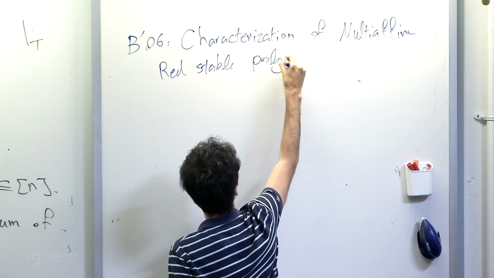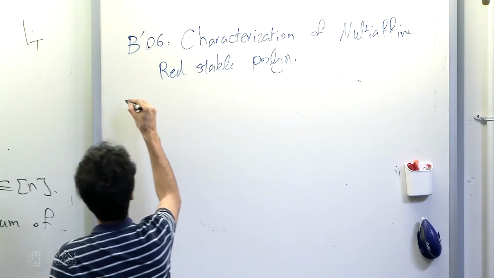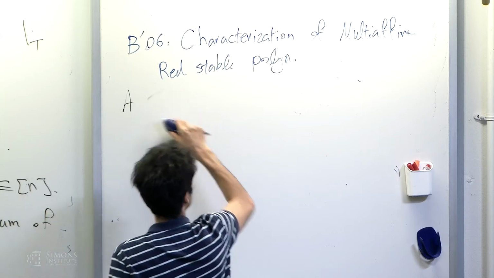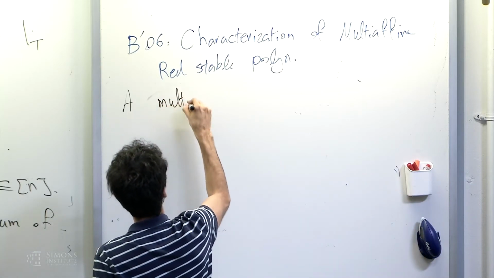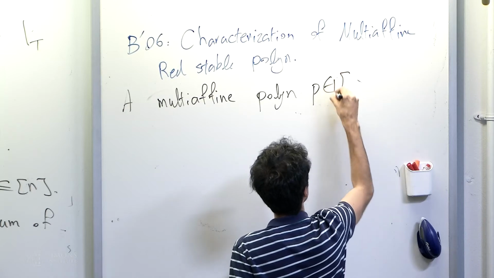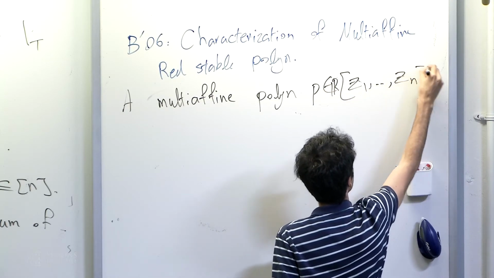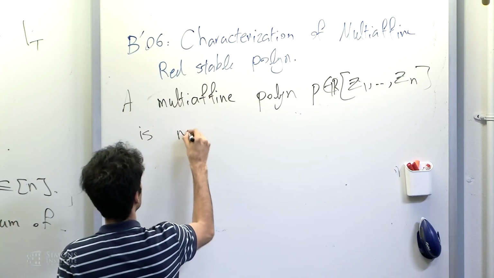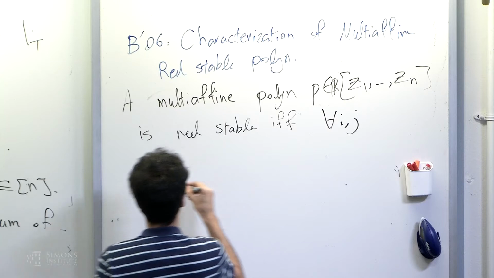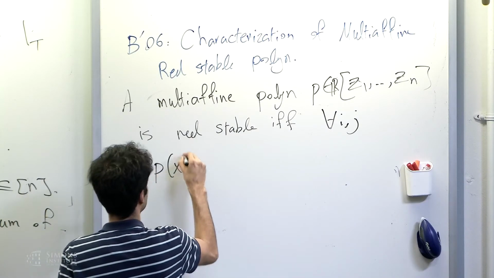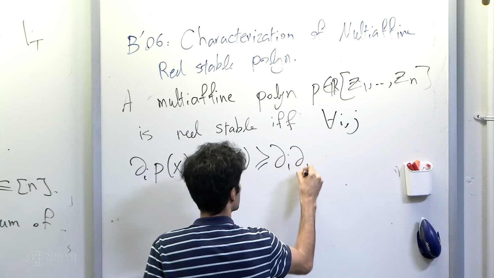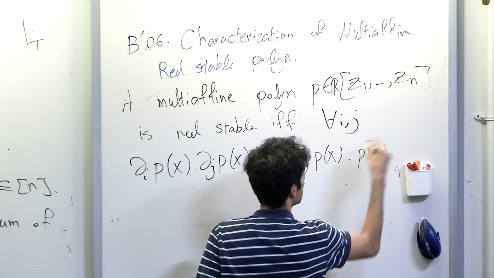So the theorem is the following. A multi-affine polynomial P is real stable if and only if for all i and j, partial i of P at x times partial j of P at x is bigger than or equal to partial i partial j of P at x times P at x. And this is true for all x.